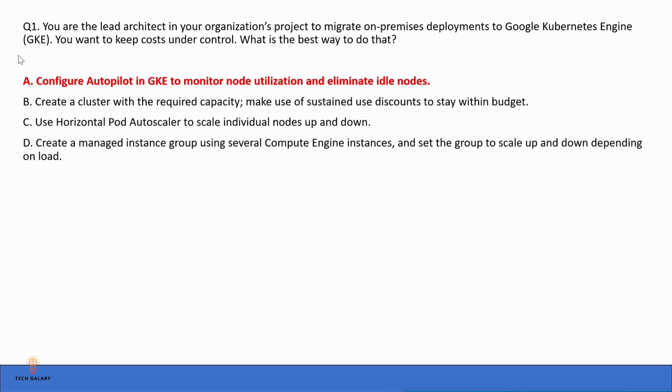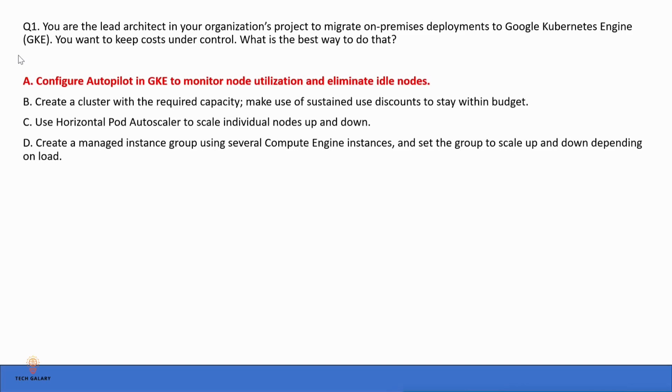Option B. Create a cluster with the required capacity. Make use of sustained use discount to stay within budget. If you opt for this option, it requires manually resizing the cluster every time a new workload is added. So, this option is not correct. Option C. Use horizontal pod autoscaler to scale individual nodes up and down. Here, horizontal pod autoscaler is for adjusting the Kubernetes parameters for performance and it is not for taking out any unnecessary resources. So, this option is not correct.